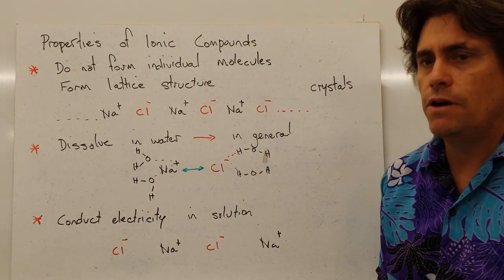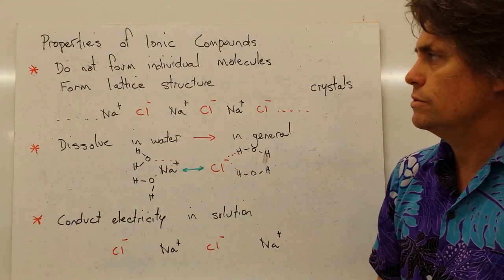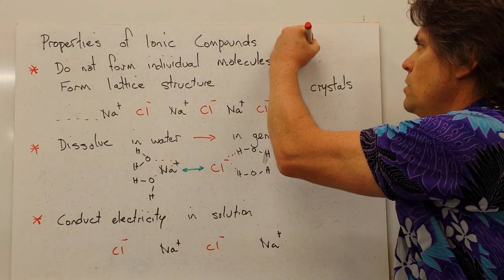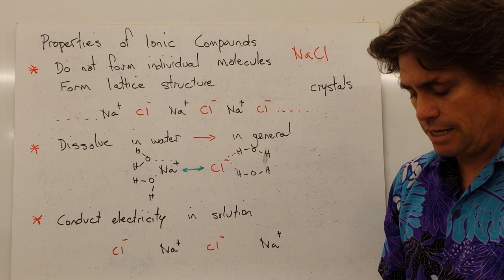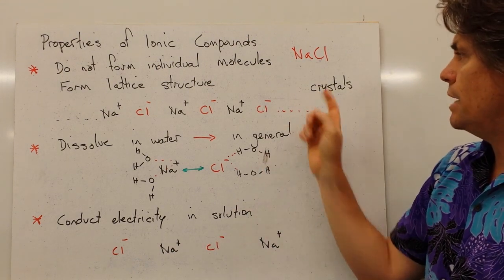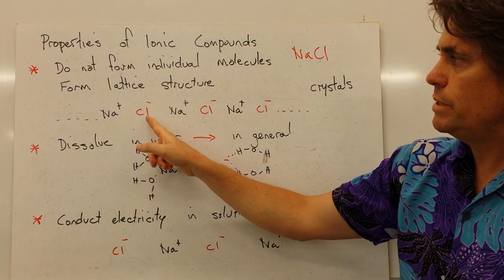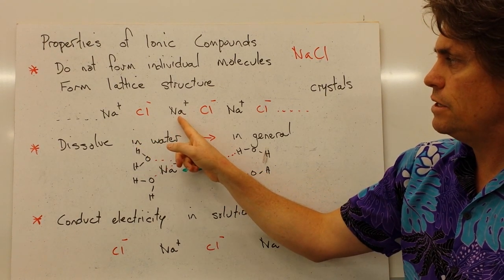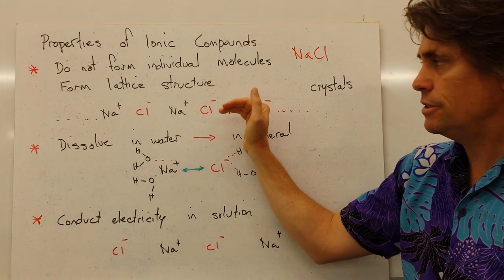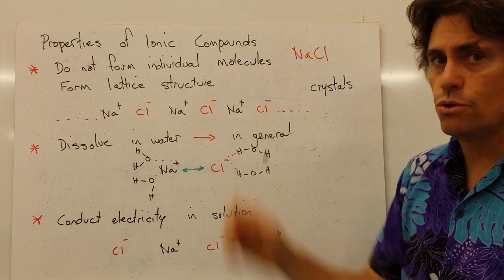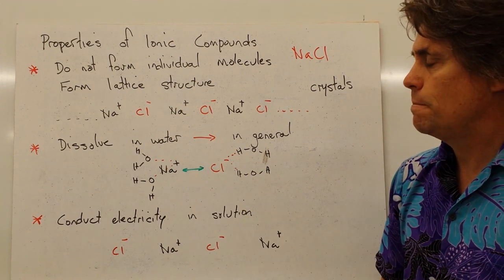So what are our properties of ionic compounds? Firstly, they don't form individual molecules. So we don't see an individual molecule of sodium chloride. Instead, we see giant lattice structures, which we view as crystals. So we have a sodium ion, and close to it will be a chlorine ion, then another sodium ion, then a chlorine ion, sodium, chlorine, and we can get this in 1 dimension, 2 dimensions, or 3 dimensions. And this forms what's called our giant lattice structure.